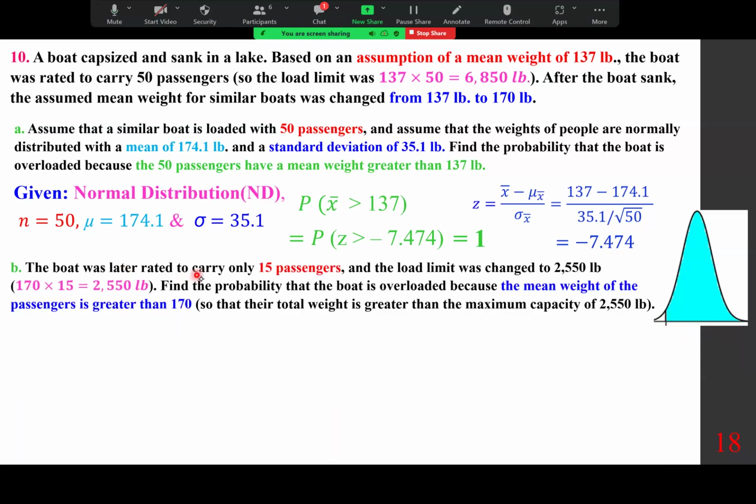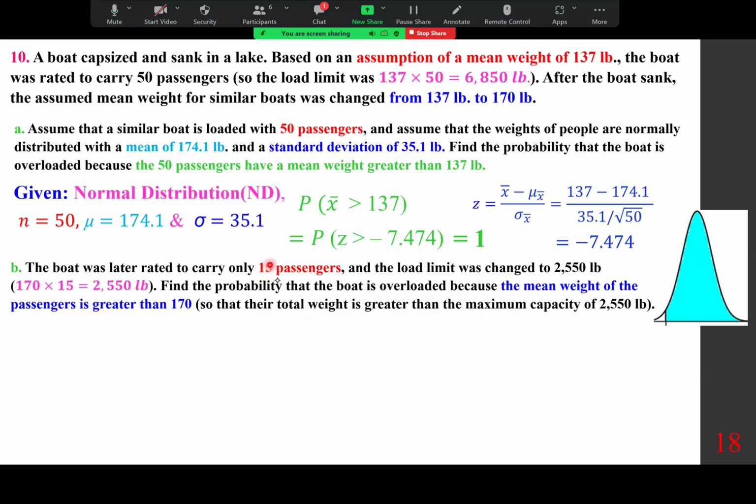The boat was later rated to carry only 15 passengers, and the load limit was changed to 2550 pounds. In other words, 170 times 15. Find the probability that the boat is overloaded because the mean weight of the passengers is greater than 170, so that their total weight is greater than the maximum capacity of 2550. That's really the concept.